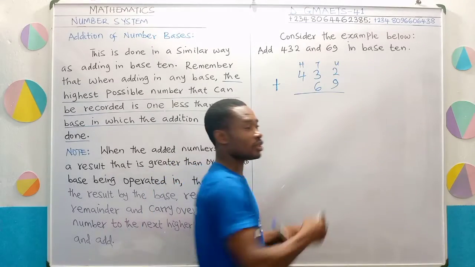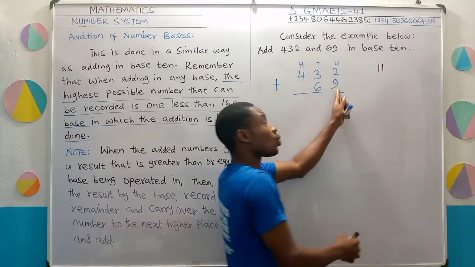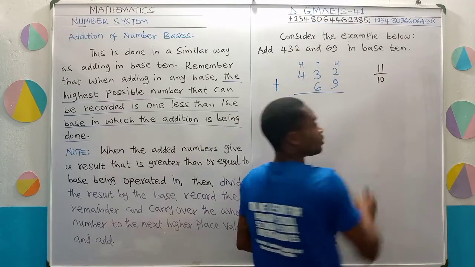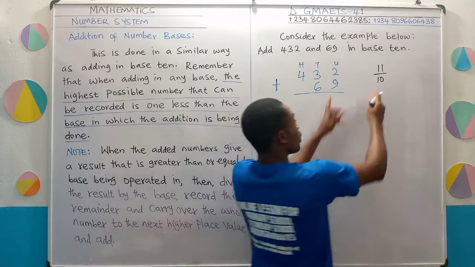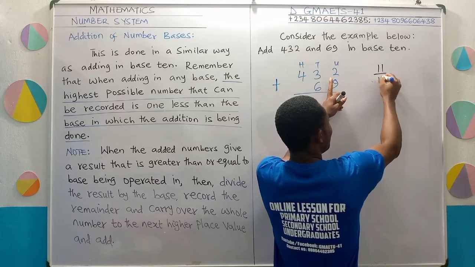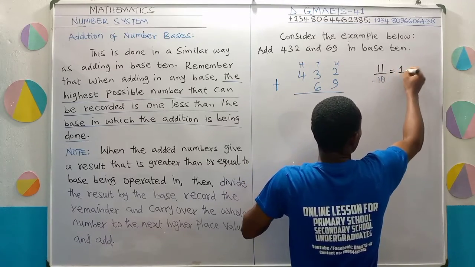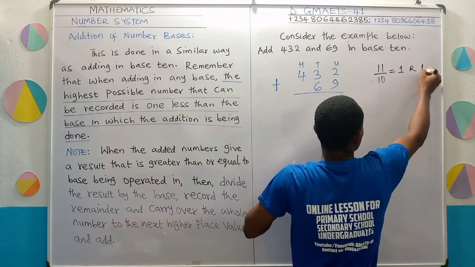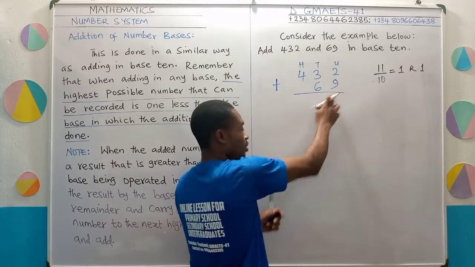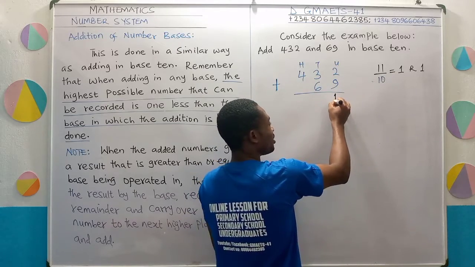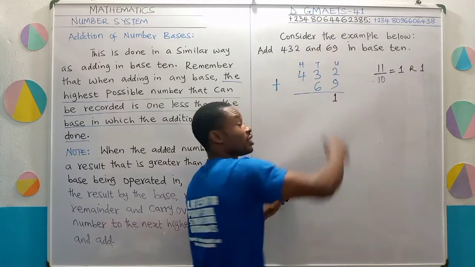So what do you record? Look at it. I'm going to record 1 and move 1 over here. 11 divided by 10: you divide that result you got by the base you are adding in. If you do that, you are going to get 1, remainder what? 1. Transfer the remainder here.